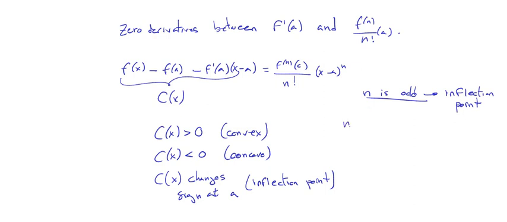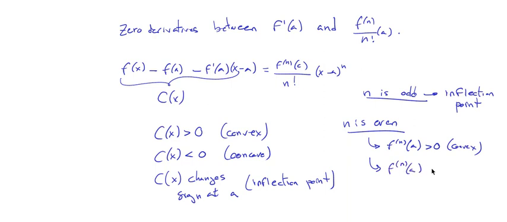Now if n is even, then we know that x minus a to the n is positive. So now the difference depends on the sign of the derivative. So if the nth derivative at a is greater than 0, then the function is convex at a. If the nth derivative is smaller than 0, then it's concave. And then that's it.